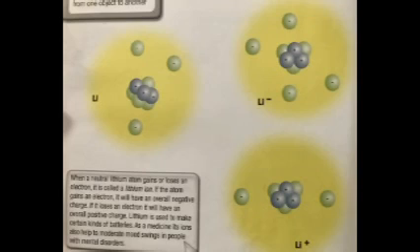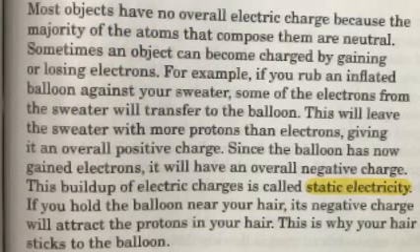In these three pictures, you can see a neutral lithium atom. When it gains an electron, the lithium atom becomes negatively charged. When the lithium atom loses electrons, it becomes positively charged. Most objects have no overall electric charge because the majority of the atoms that compose them are neutral.